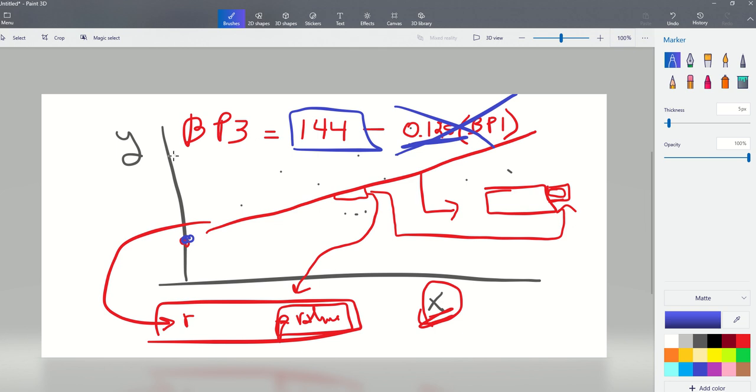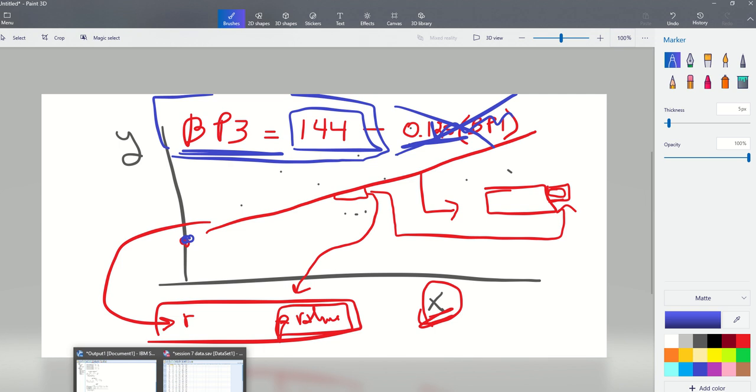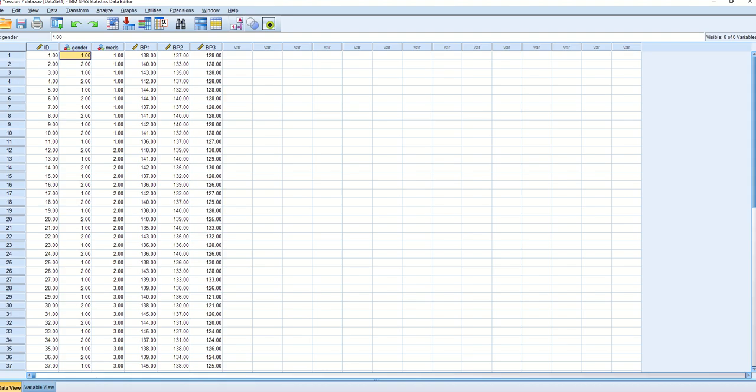And usually in that instance, when you have nothing else, the intercept is going to be your average of blood pressure 3, because that's the best representative of blood pressure 3. I hope this is making sense. I wish we had an X variable that was statistically significant to show you.